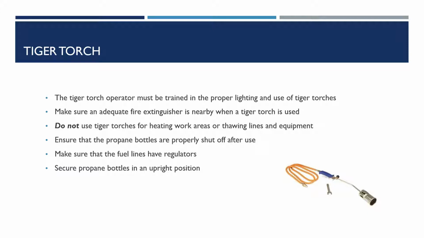Tiger torch. The tiger torch operator must be trained in the proper lighting and use of tiger torches. Make sure an adequate fire extinguisher is nearby when a tiger torch is used. Do not use tiger torches for heating work areas or thawing lines and equipment. Ensure that the propane bottles are properly shut off after use. Make sure that the fuel lines have regulators. And secure propane bottles in an upright position.